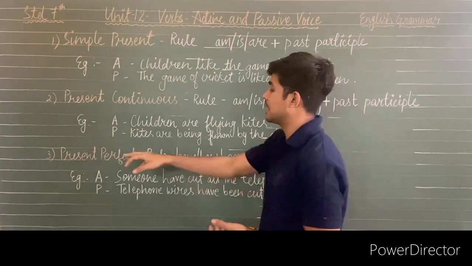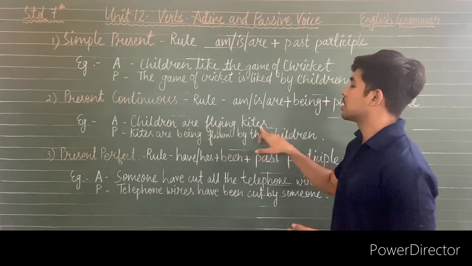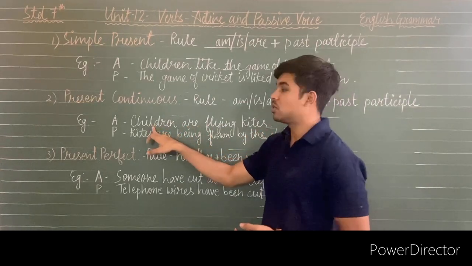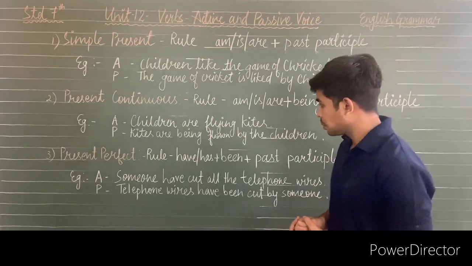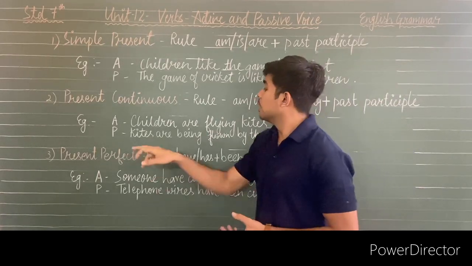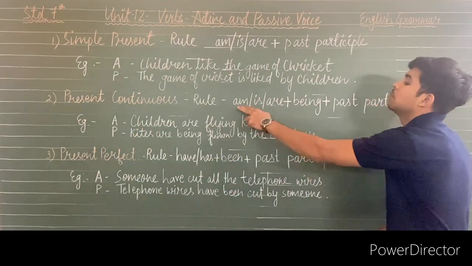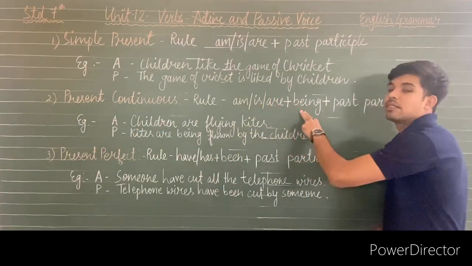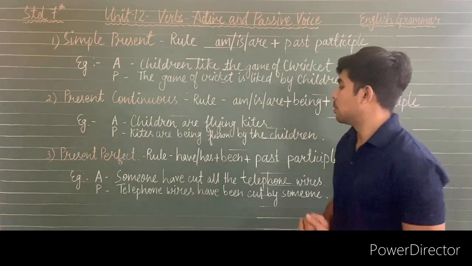So this is the example, active and passive. Children are flying kites. Children is the subject, flying kites is the object. In passive voice, what we will do is put one helping verb, then after that being, and then after that the past participle form of the verb.